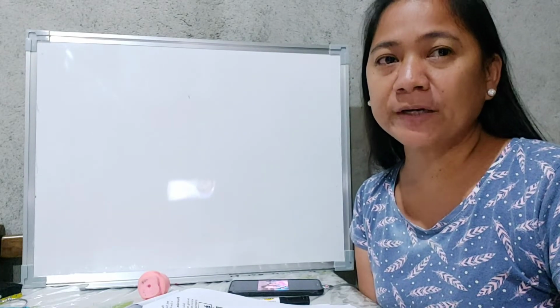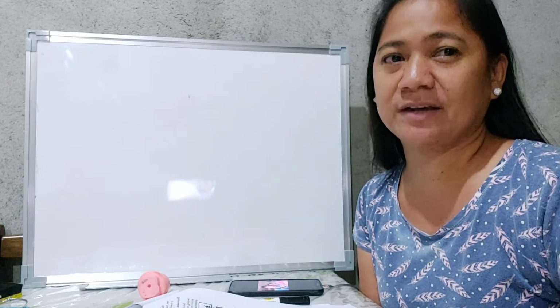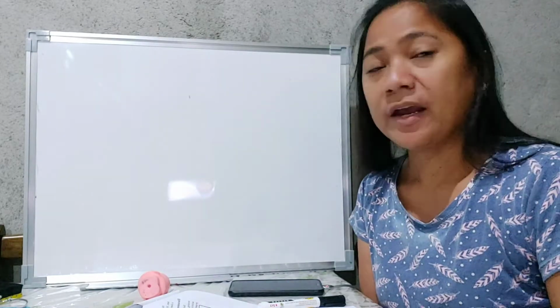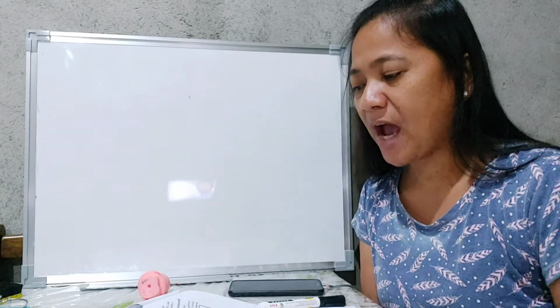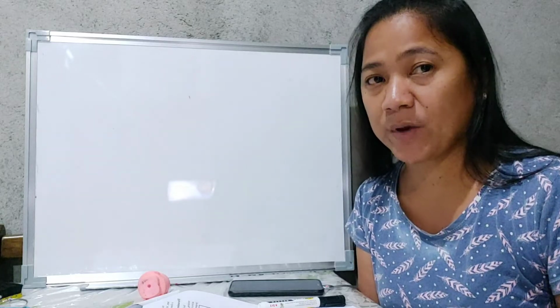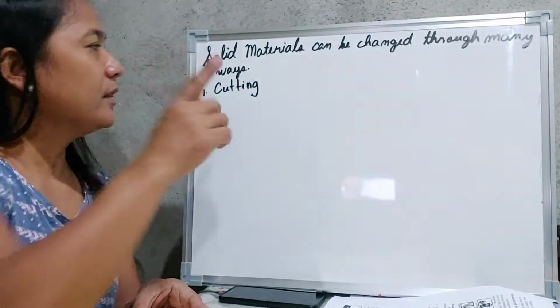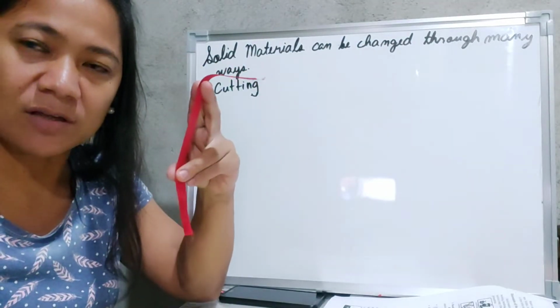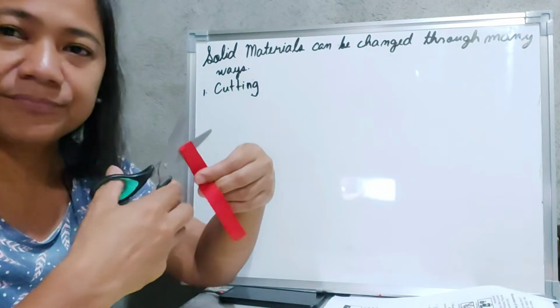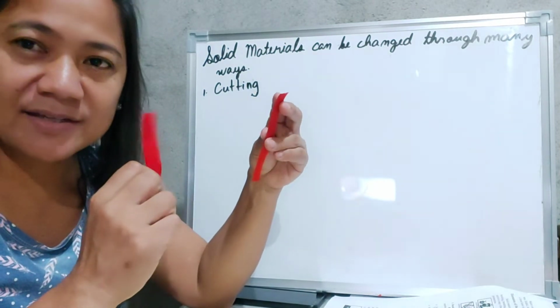This is part 2 of our module 2 for our science subject. In this lesson, we will learn more about solid materials and how they can be changed through many ways. Solid materials can be changed through, number 1, cutting. So this is a solid material, and that is cutting.